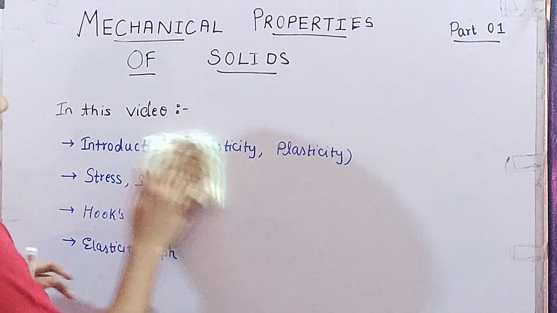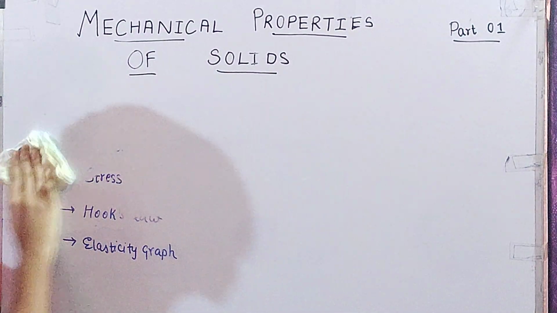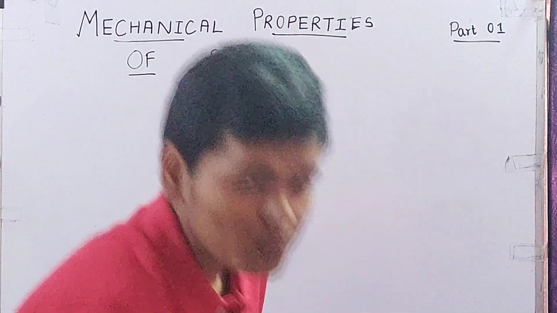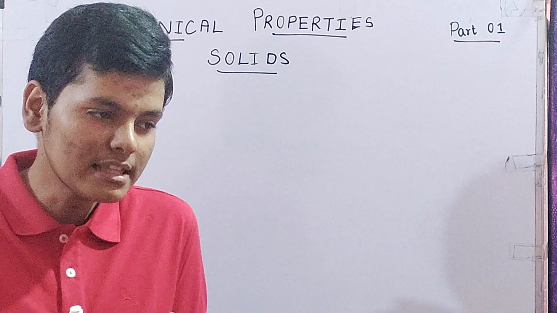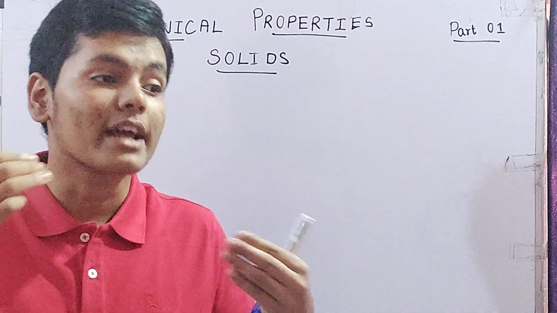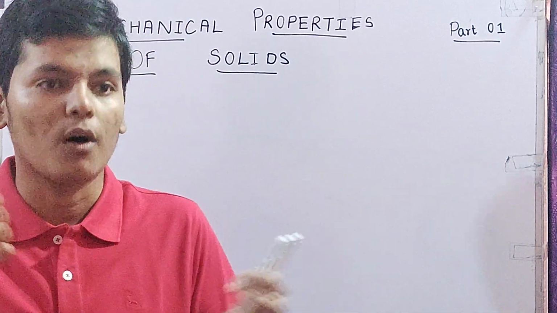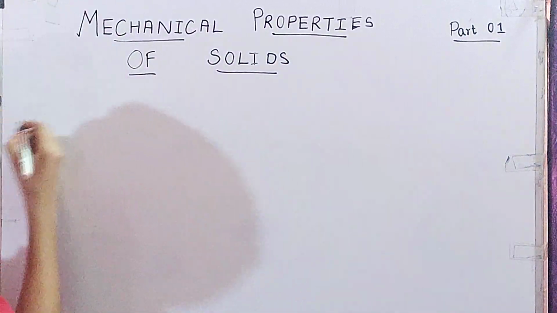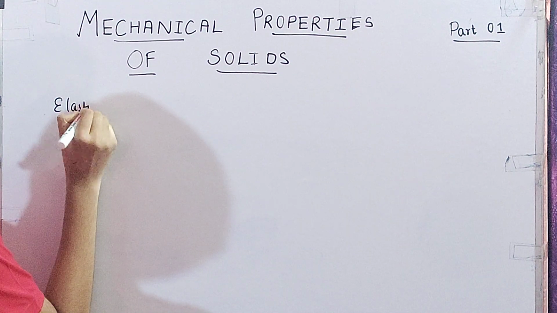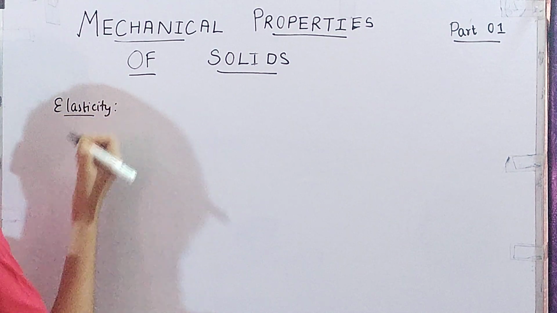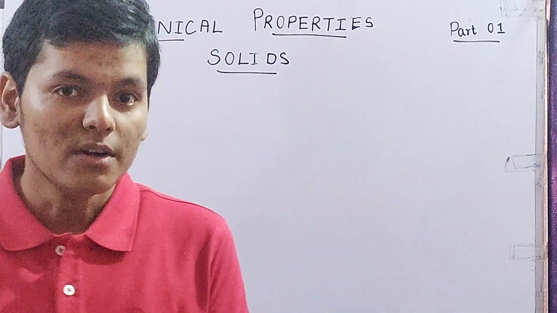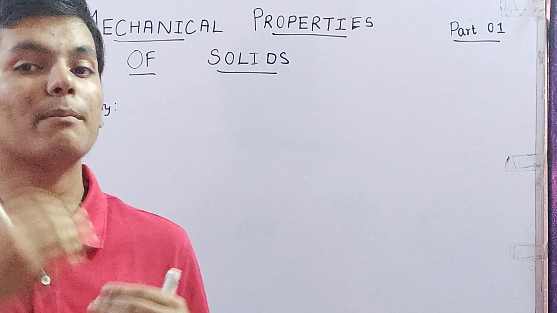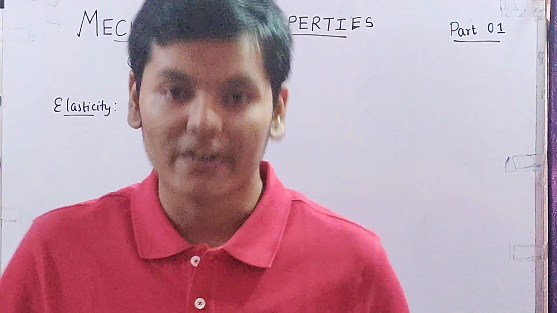So let us start with the topic of elasticity. First, what is the meaning of the word elasticity? As the word suggests, we think that anything which can be pushed or pulled or stretched to any extent is known as elastic, according to our definition. So whenever we think of elasticity, what comes to our mind? A rubber band or anything made out of rubber. But what is the actual definition of elasticity?